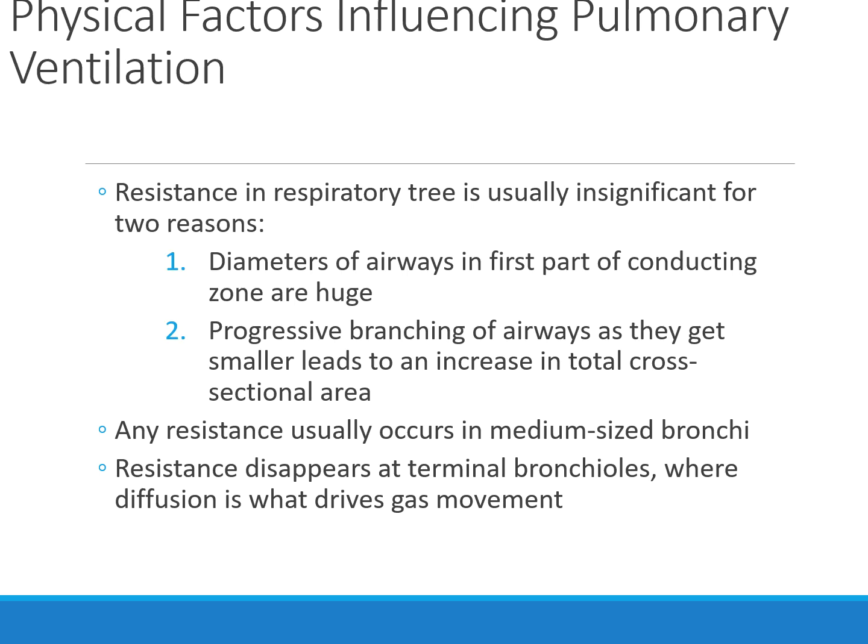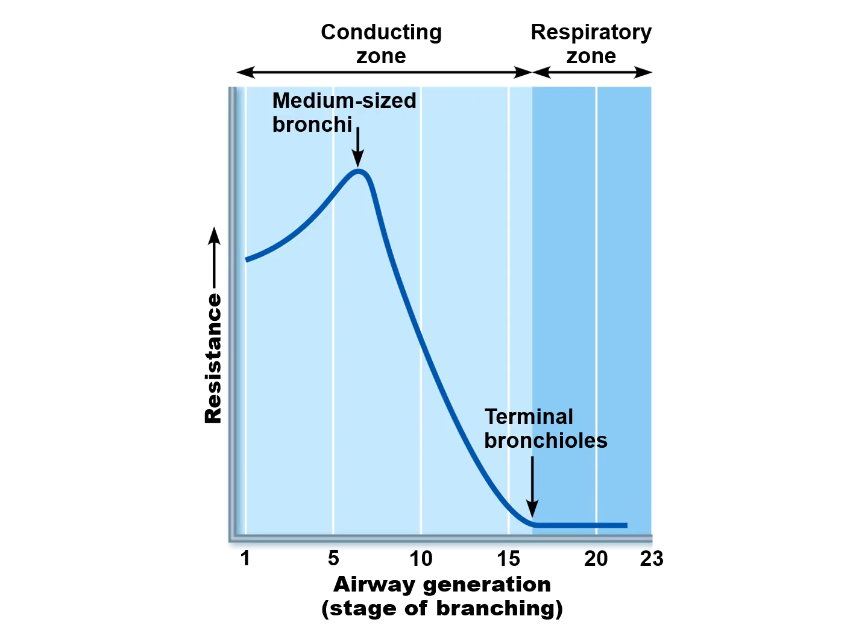Any resistance we have usually occurs in the medium-sized bronchi. The resistance disappears at the terminal bronchioles, where diffusion is what is driving gas movement at that point. So looking at this in the conducting zone, which is up here at the top, there's very little resistance met there until we get to those medium-sized bronchioles, and then it decreases as we get to the terminal bronchioles, and then we're in the respiratory zone. There's very little resistance at all.